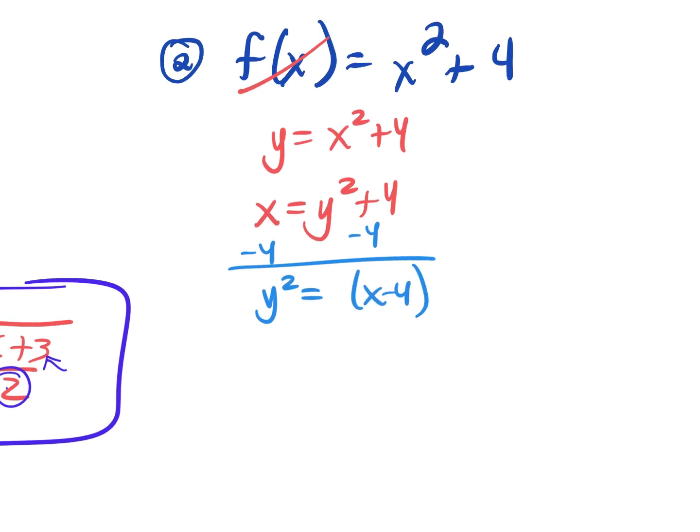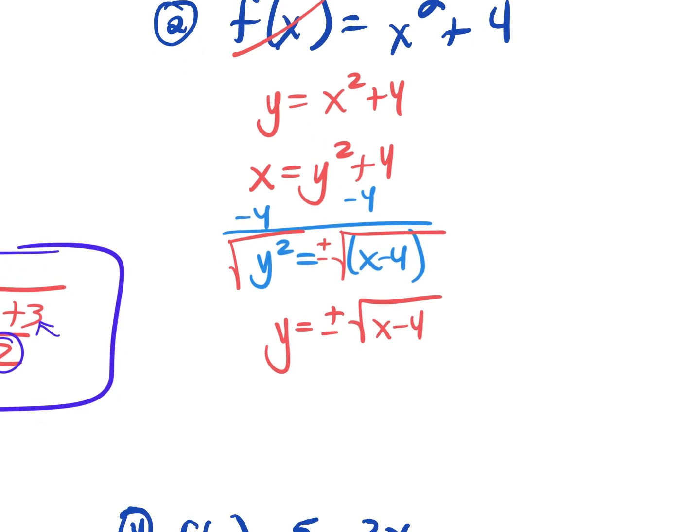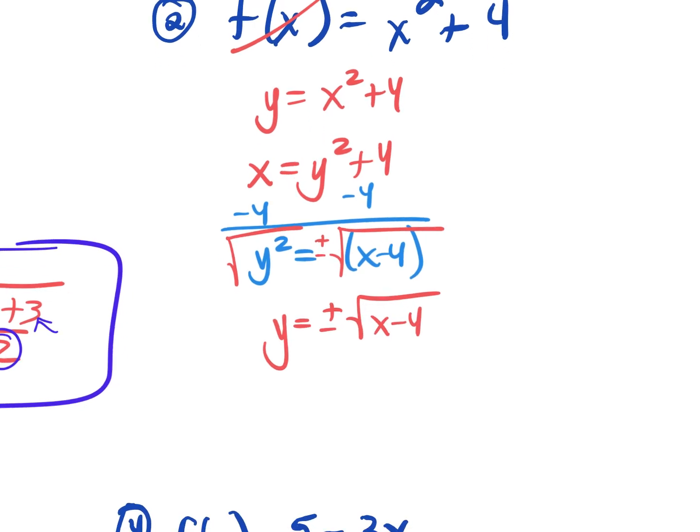And the reason I put it in parentheses is because I have to take the square root here. When I take the square root of one side, you take the square root of the other side. It's the entire side. And when you put a square root on, what goes in front? Plus or minus, since it's an even root. So this is y equals plus or minus the square root of x minus 4. Again, I cannot leave it like that. I have to finish my problem with the inverse notation. So f negative 1 of x equals plus or minus the square root of x minus 4.